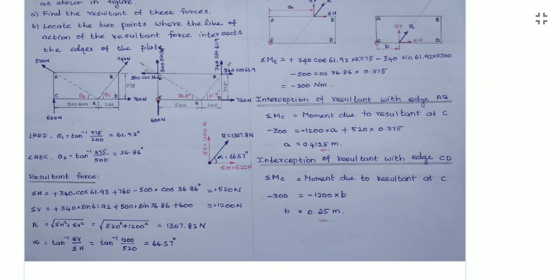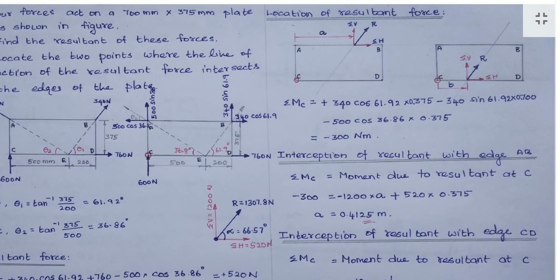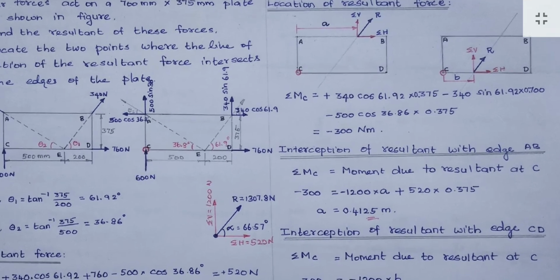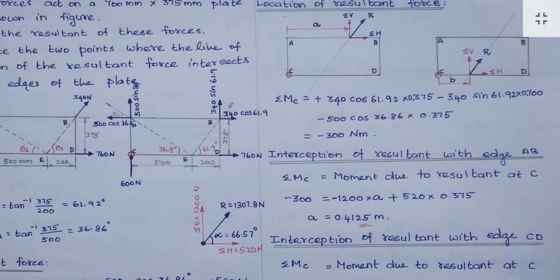Now we have to locate the resultant, right? We found the value of the resultant force. Now how to locate it? For location, I am assuming that it is crossing in the same direction, 66 degree. So approximately I draw one line, right?